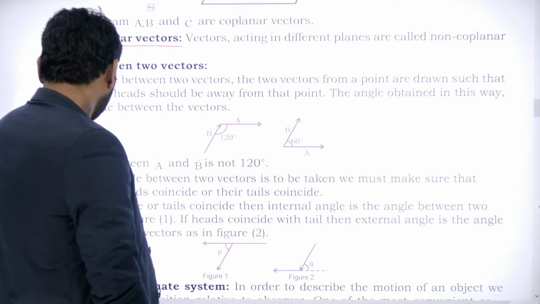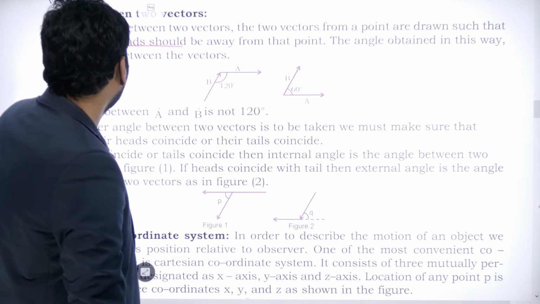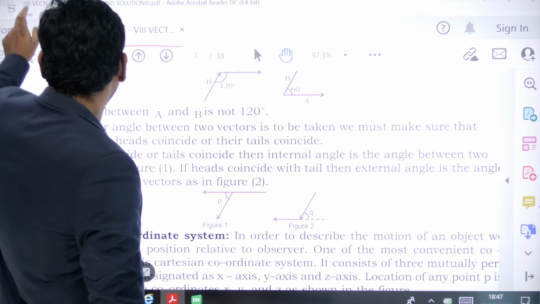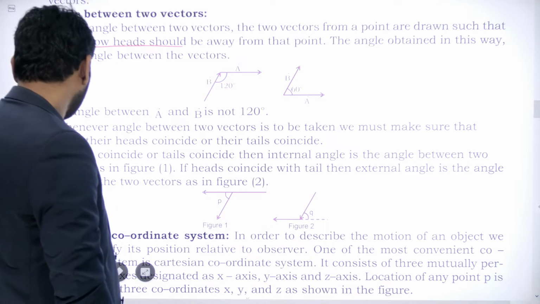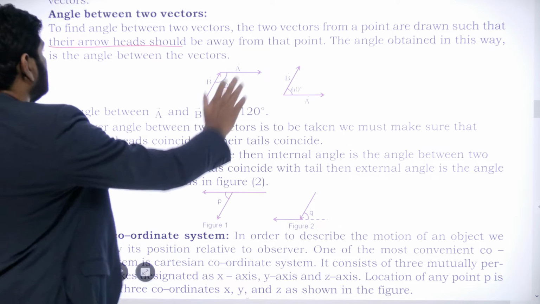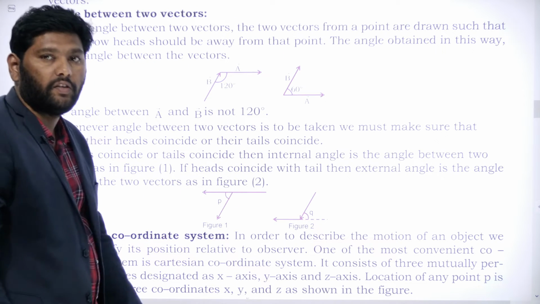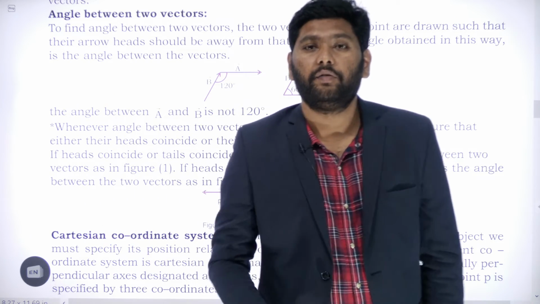And coming to the next topic, which is very important: the angle between the vectors. Angle between the vectors is very important here. How will we consider the angle between the vectors?